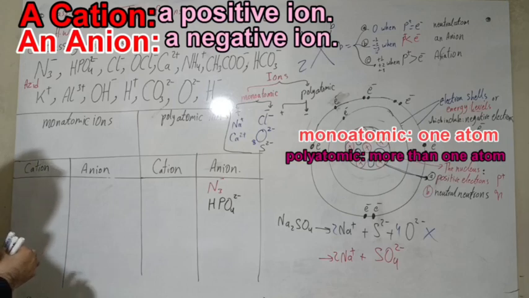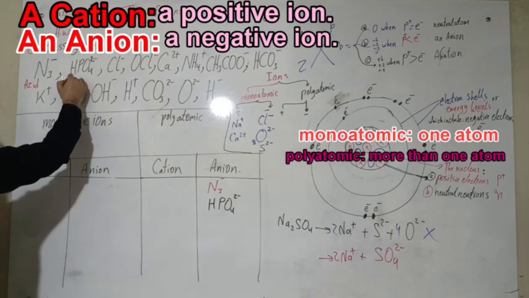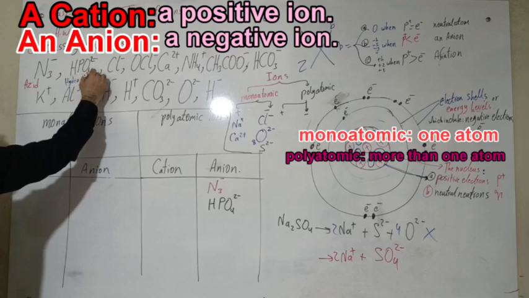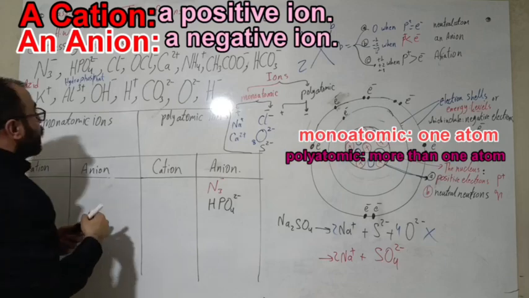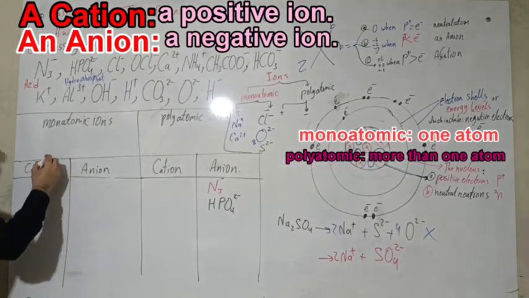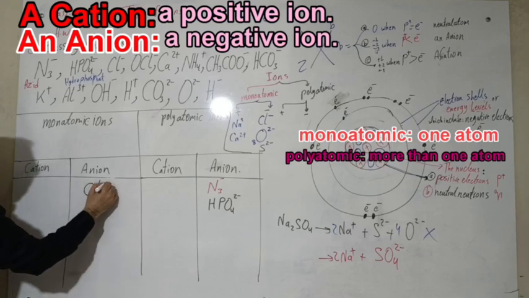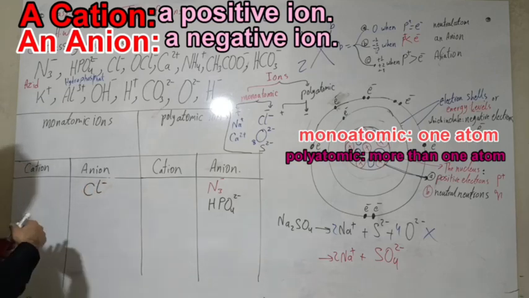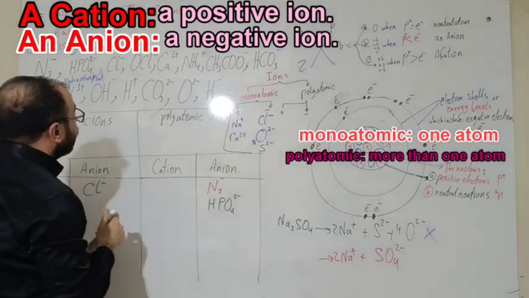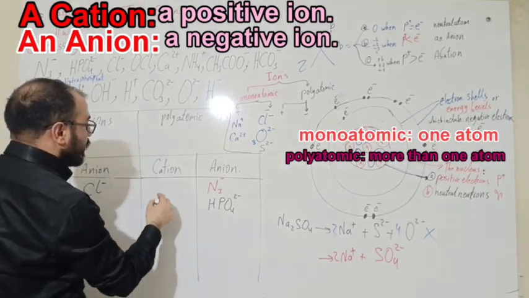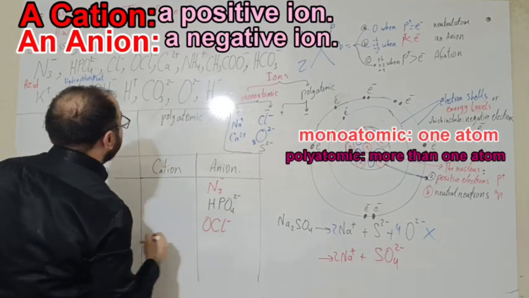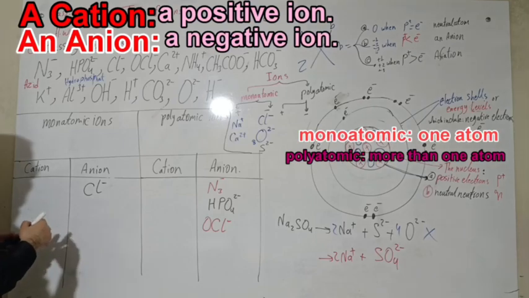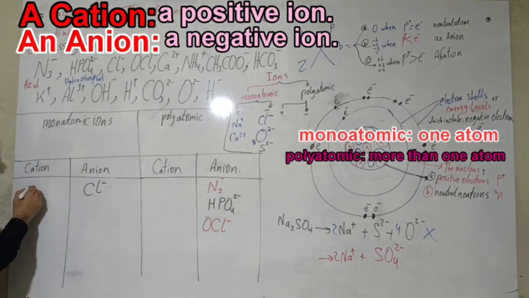So what about chloride here? Hydrophosphate, and this is chloride, a monoatomic ion, and it is an anion, Cl -1. What about this one? OCl minus. OCl minus is polyatomic. What about calcium? Calcium is monoatomic, and it's a cation, +2.